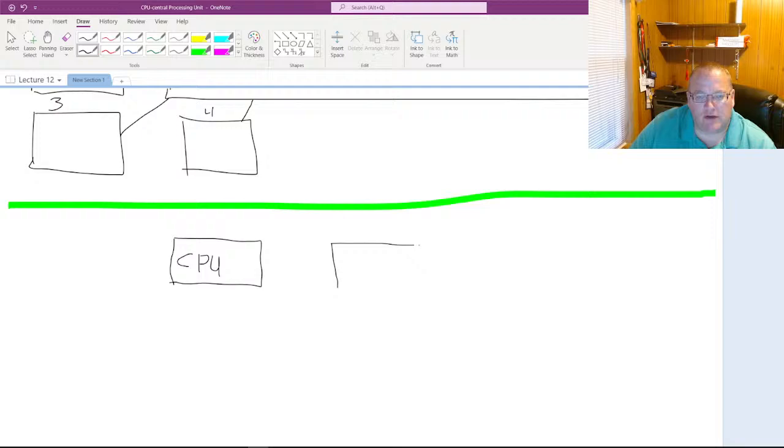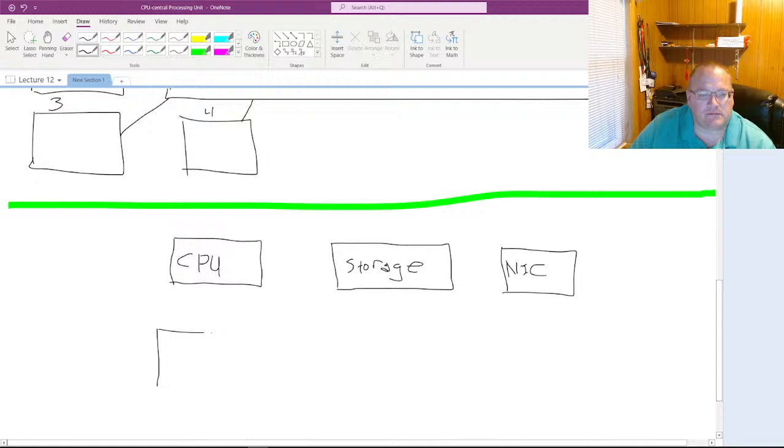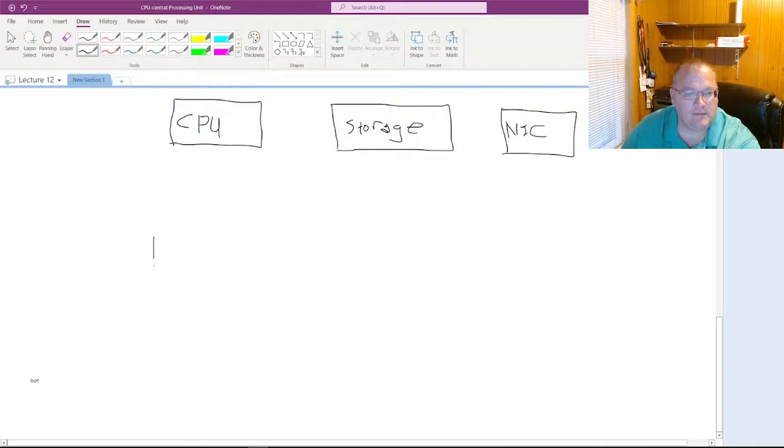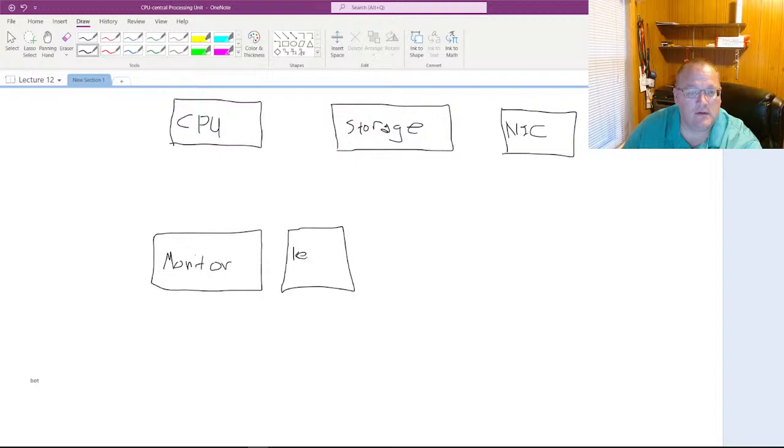But then also, on modern computers, we have a storage, right? That's a hard drive. It could be a disk drive, it could be a network drive or something like that. Then we have a network interface card. A lot of times that's embedded into the motherboard. We're going to have maybe a monitor, maybe a keyboard, maybe a mouse, some kind of a printer.